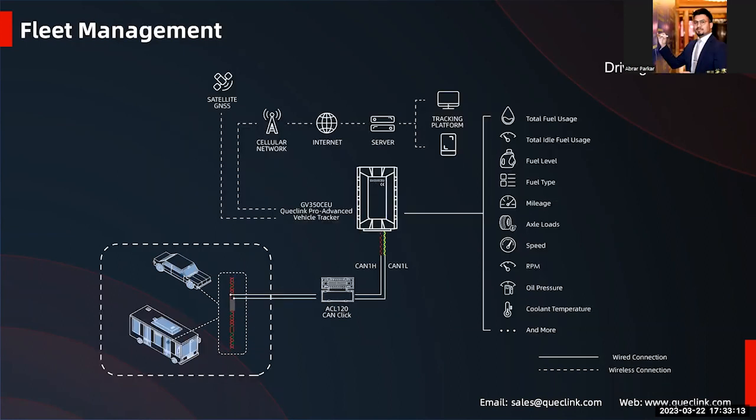The audience is more active, I can see, and there are some questions already popping up in the Q&A tab. I would like to take some questions. One of the questions I can see is how the GB350CU could know which vehicle model it is connected to.